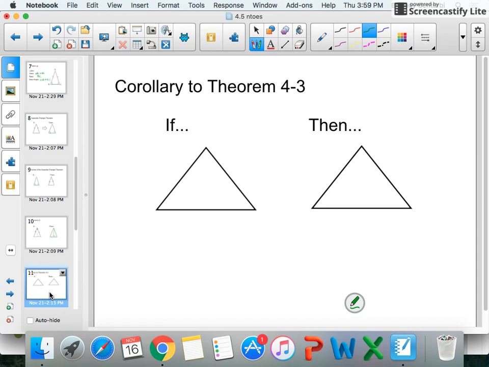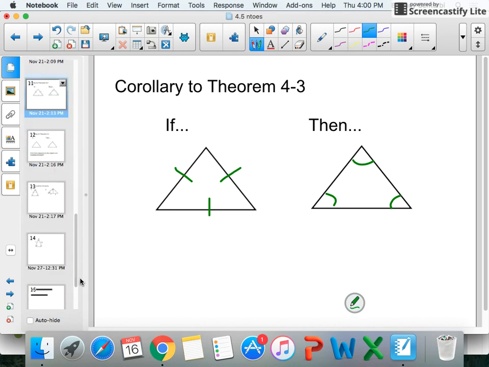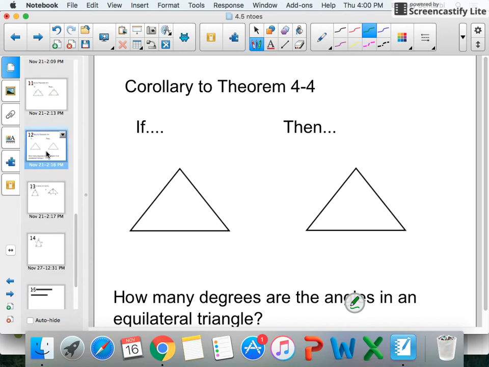The corollary to theorem 4.3 is with equilateral triangles. Same concept, we have all three sides are congruent in an equilateral triangle. That means that all three angles are going to be congruent in an equilateral triangle. Then we also have the converse of the corollary. That is that if all of the angles in an equilateral triangle are congruent, then all of the sides are going to be congruent.